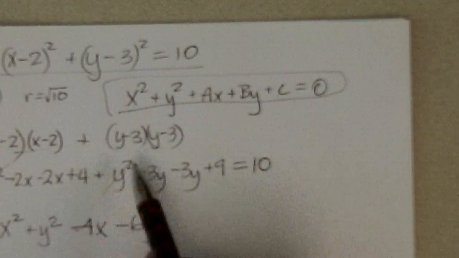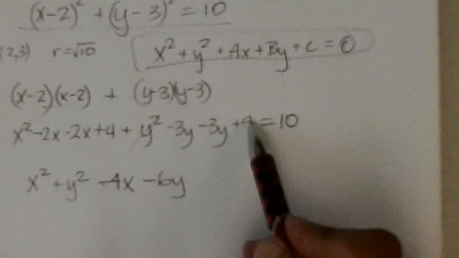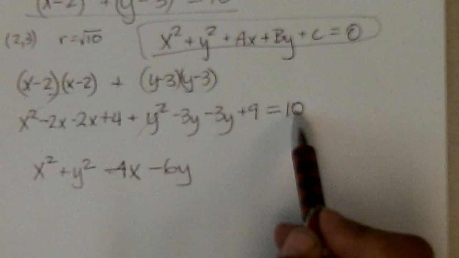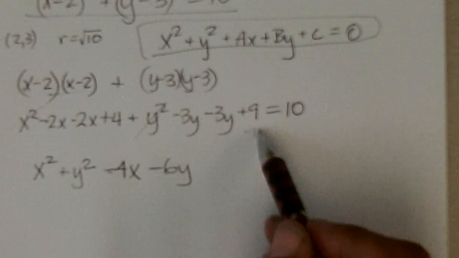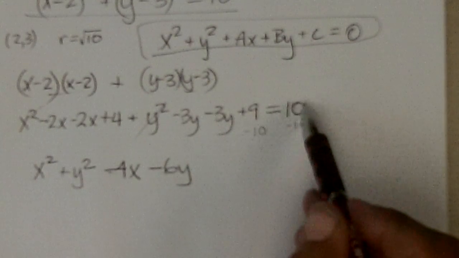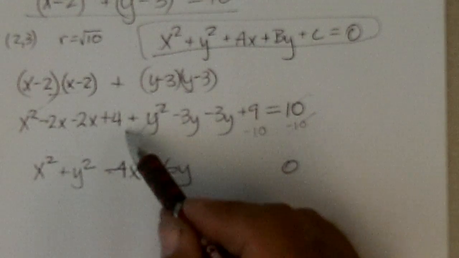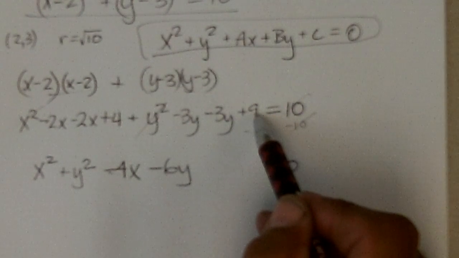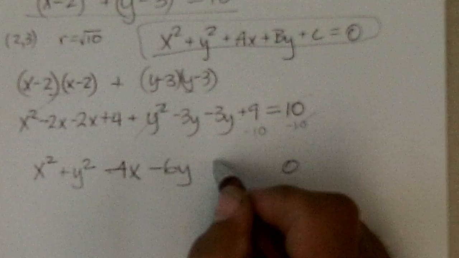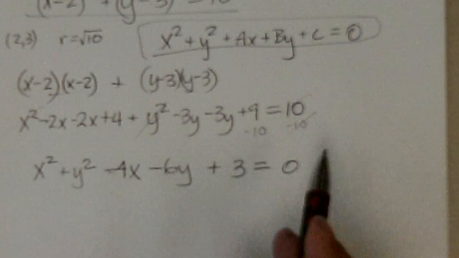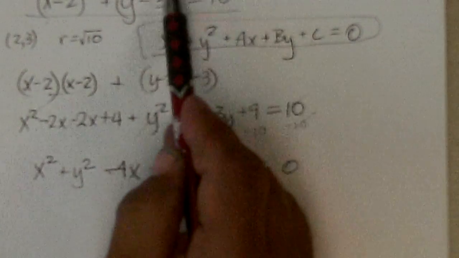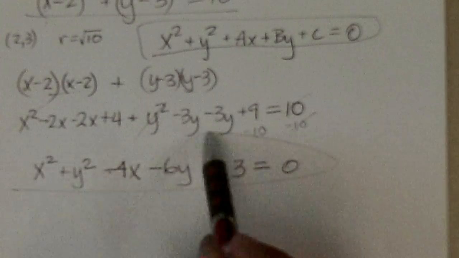Well, I got 4 and 9 is 13, but I also have to bring the 10 over, which is minus 10 on both sides, so I can have 0 over here. So I have 4 and 9, 13 minus 10 is 3. And I've just changed a standard form to a general form.